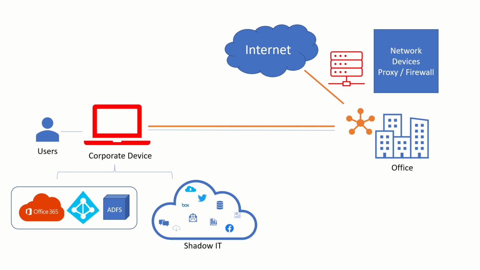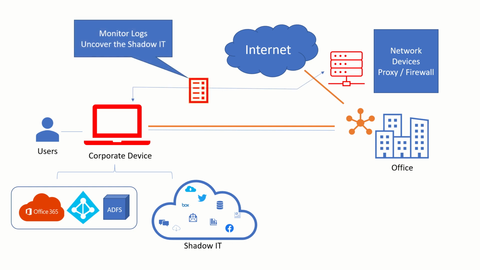So in a nutshell, to uncover shadow IT, that means those applications which are either not approved or your IT team doesn't know about, in order to get those insights, you have two options. Either you can monitor the logs that are generated on the device itself, or monitor the logs that are going through your network appliances or network devices. Now, Microsoft Cloud App Security gives you the privilege to monitor these logs.